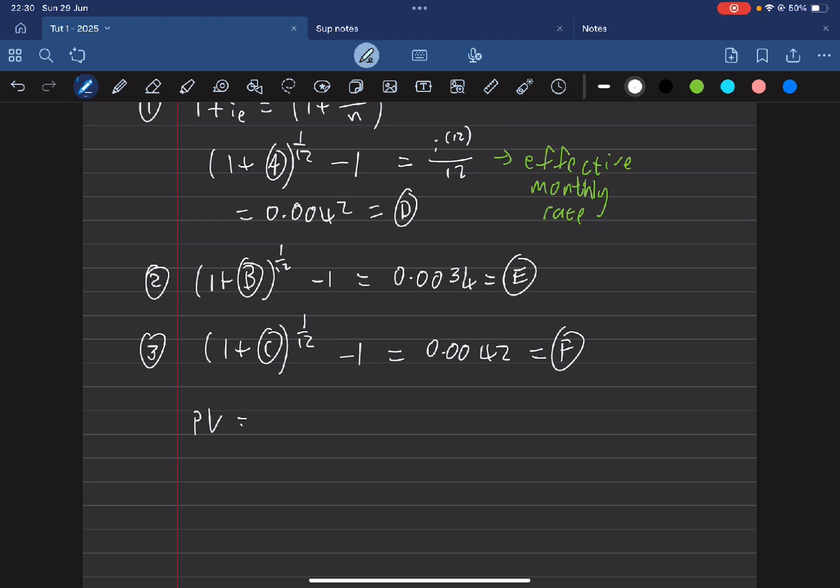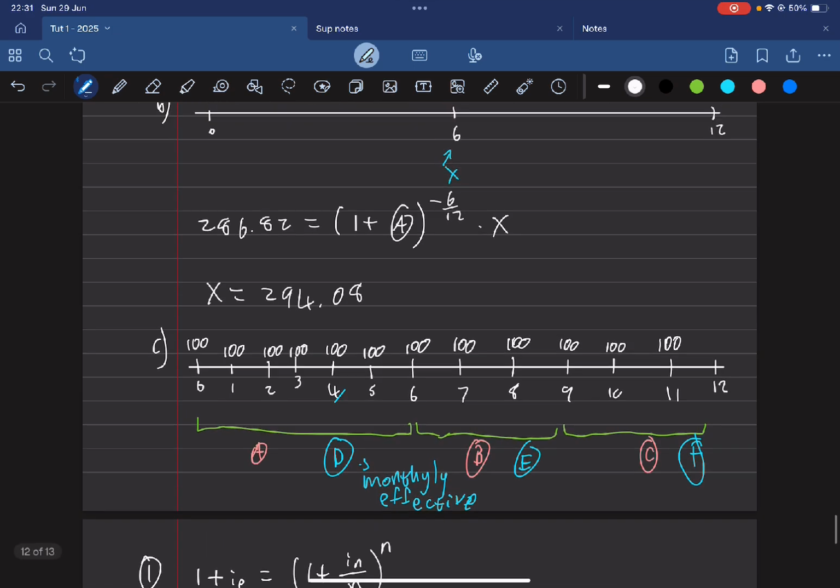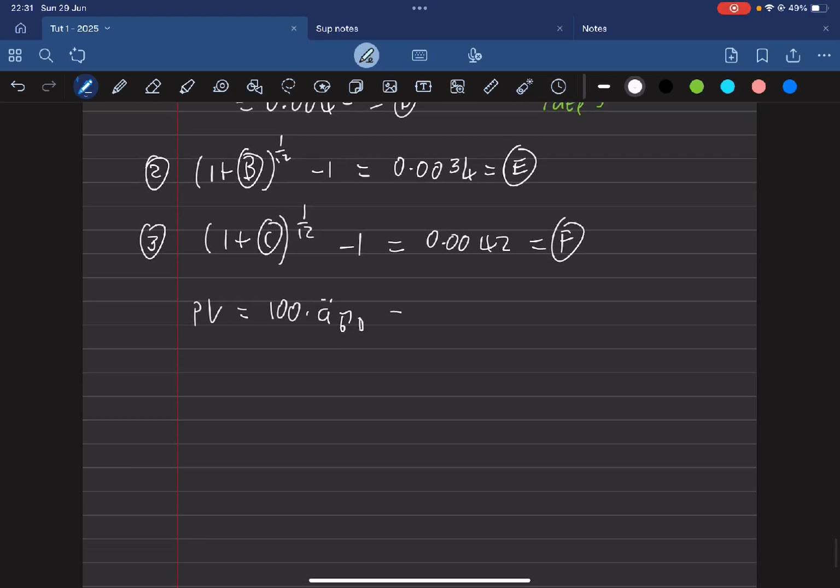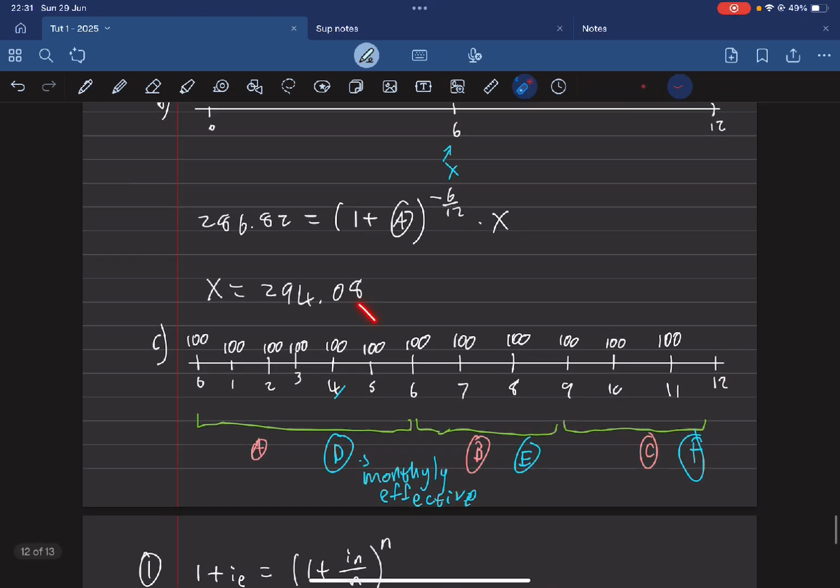Our present value is going to be the amount, which is 100, times an annuity in advance for 6 months, and we can do it at an interest rate of D, because D is our monthly effective interest rate. Cool. So we've done these. So now we're going to do these.